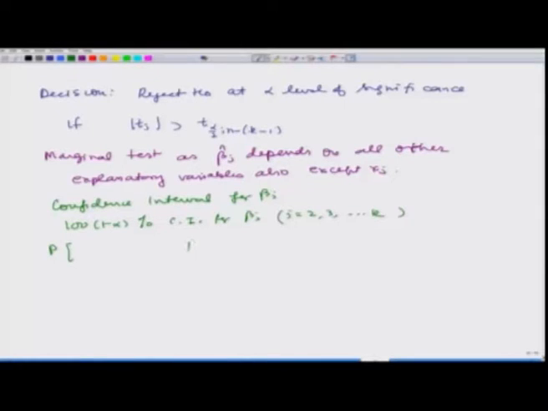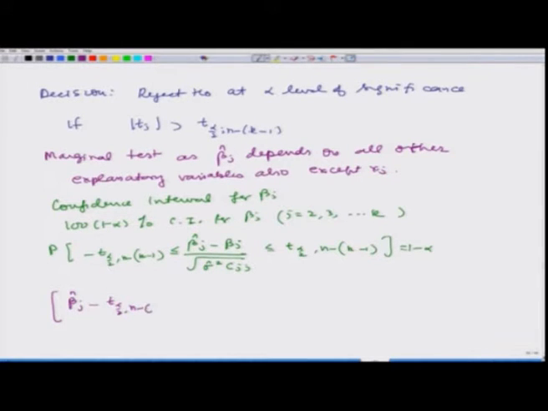So I can say here that beta hat j minus beta j upon the standard error, that is square root of sigma square hat Cjj, lies between minus t alpha by 2, n minus k minus 1 and t alpha by 2, n minus k minus 1, and this probability is going to be 1 minus alpha. And based on this, I can find out the confidence interval as beta hat j minus t alpha by 2, n minus k minus 1 times square root of sigma hat square Cjj, and beta hat j plus t alpha by 2, n minus k minus 1 times square root of sigma hat square Cjj. Right. So this is the 100(1 minus alpha)% confidence interval for an individual beta j.